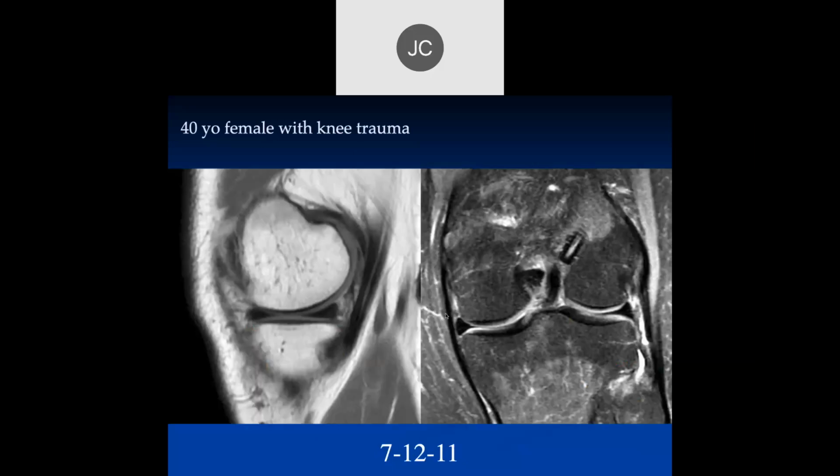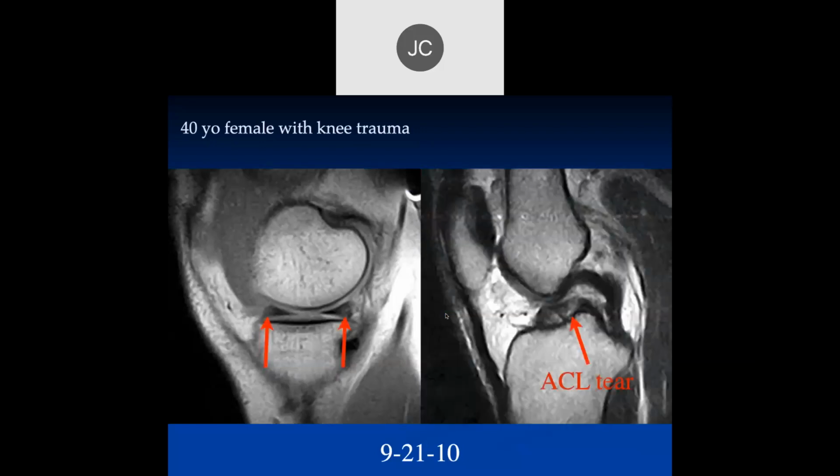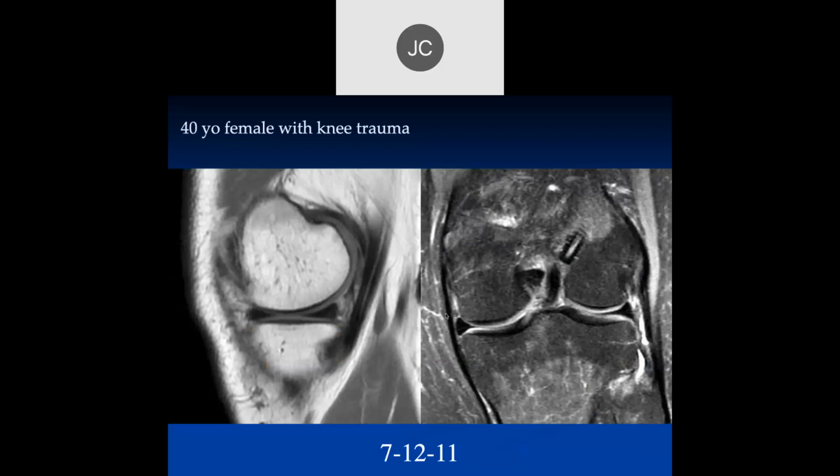Now this is on 9/21/2010. Now we're looking at 7/12/2011. What's happened here? Looks like there's an ACL reconstruction, right? Okay, so they put in a graft. This is an interference screw. What do you think about the meniscus? The intersubstance signal has resolved. So this is another case of meniscal contusion.